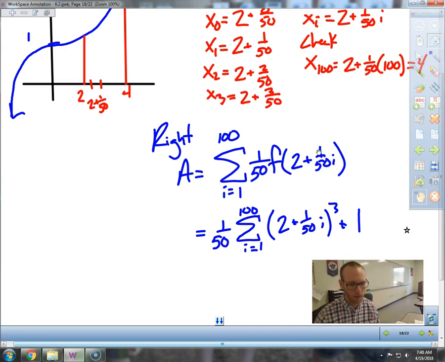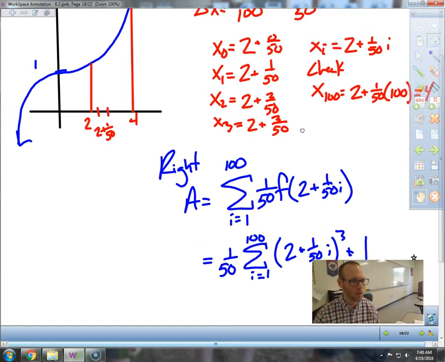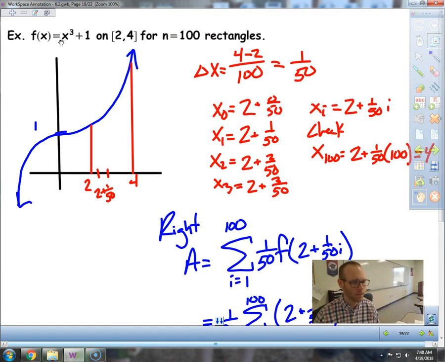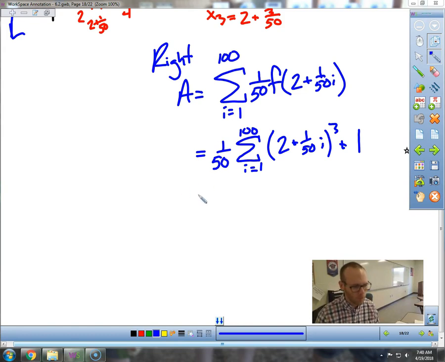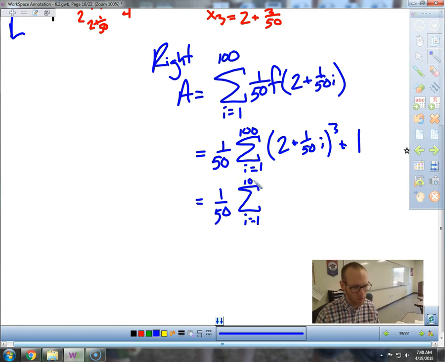Okay. I also then put this into our function f. I evaluated f at 2 plus 1/50th i. Okay, and this is where I'm at. So I'm just going to work through the rest of this so that you guys have it, because we've only done working through a sum like this once so far. Okay, so 1/50th times the sum from i equals 1 to 100.